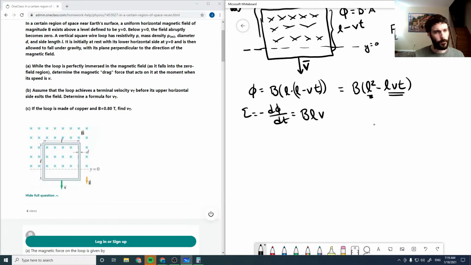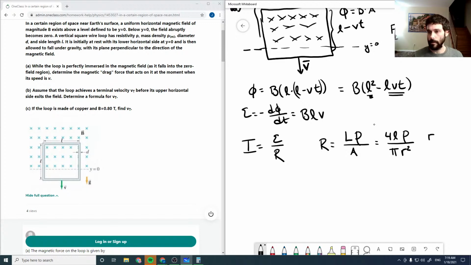We can solve for our current by saying that it's the EMF over the resistance. We can calculate the resistance of our wire from the resistivity: the length of the wire times the resistivity over the cross-sectional area. So our length is 4L, our resistivity is given as rho, and our cross-sectional area is going to be pi r squared.